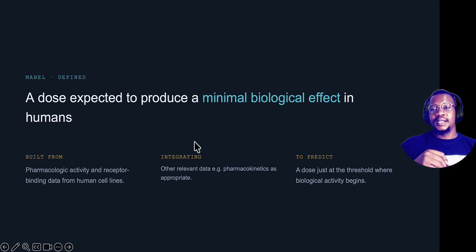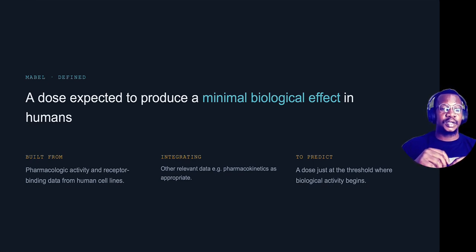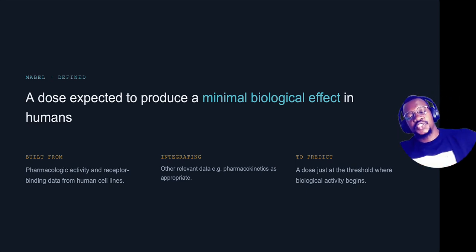So, what is MABEL? Like I said, this is the dose expected to produce a minimum biological effect in humans, and it's built from integrating all relevant data, starting from pharmacologic activity and receptor binding data from human cell lines, the pharmacokinetics of this drug, the whole ADME: absorption, distribution, metabolism, and excretion, just to predict a dose just at the threshold where biological activity begins.